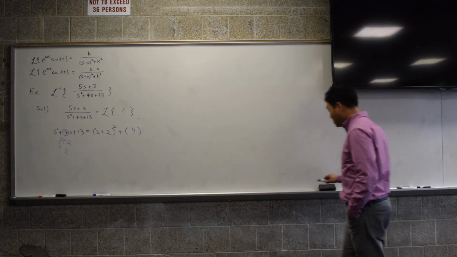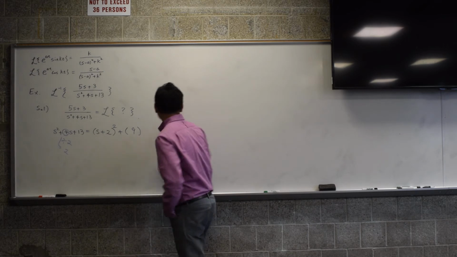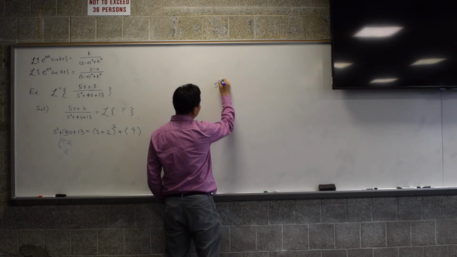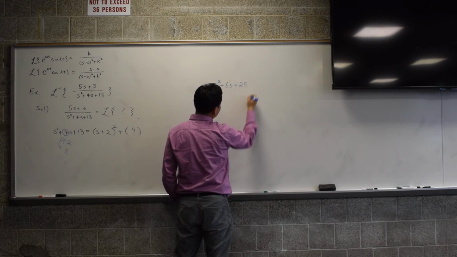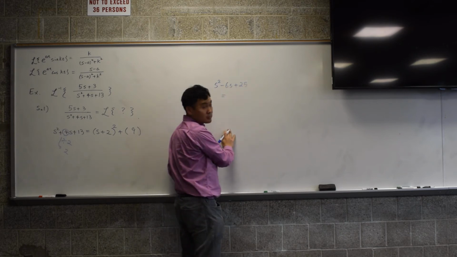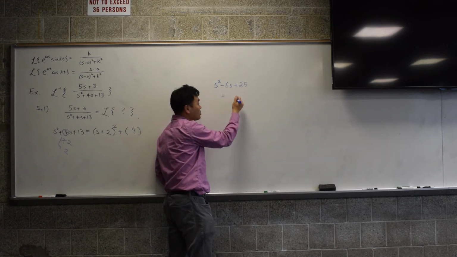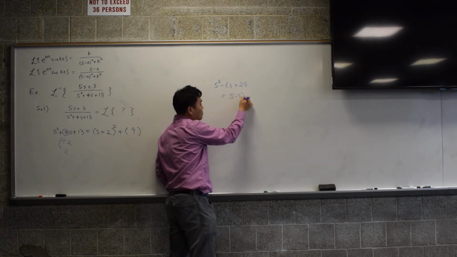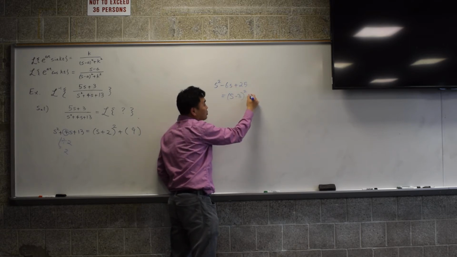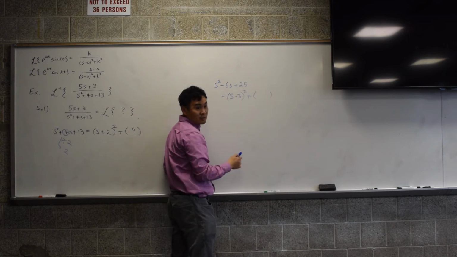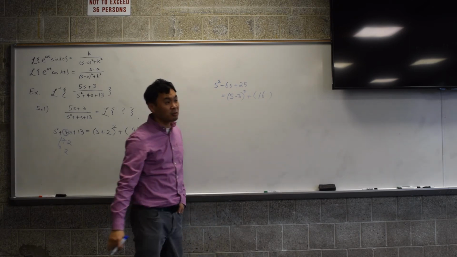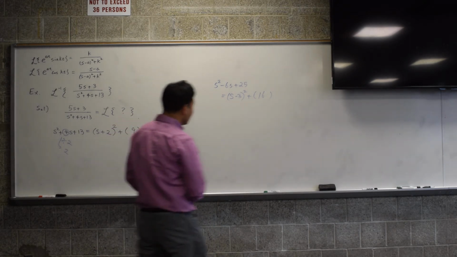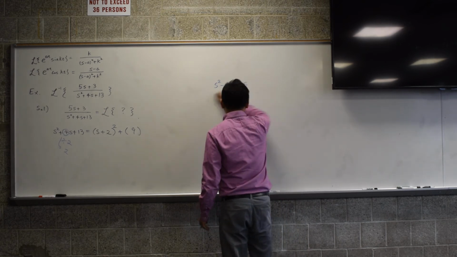Okay, let's digress a little bit and think about some other examples. So if you had, say, s squared minus 6s plus 25, what is this? Divide this by 2, so what do you write? Negative 3. s minus 3 squared. Negative 3 squared is 9. 9 plus what gives you 25? 16. So that's it. That's how you complete the square. You can do this, right? Okay. All right, back to our question.